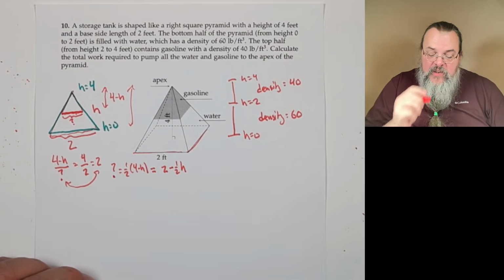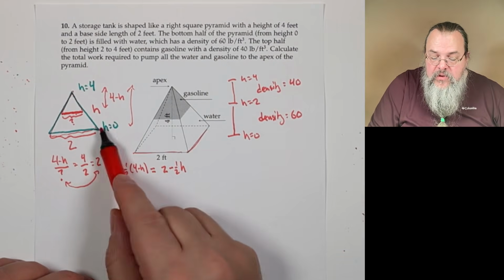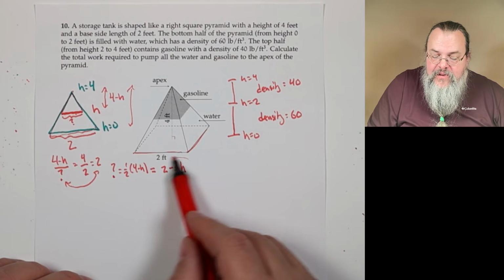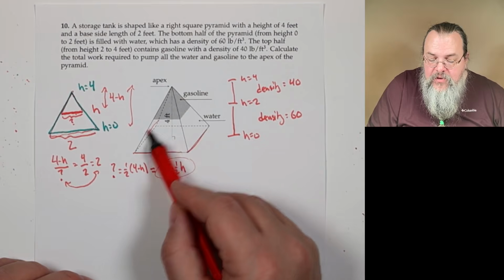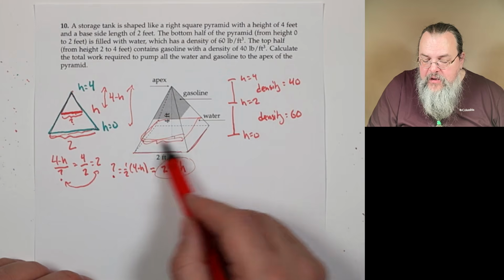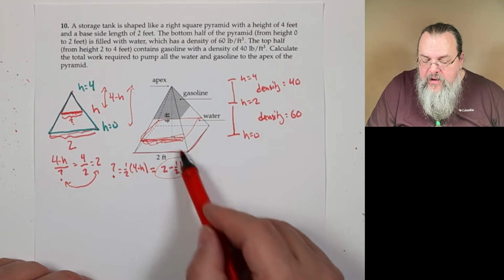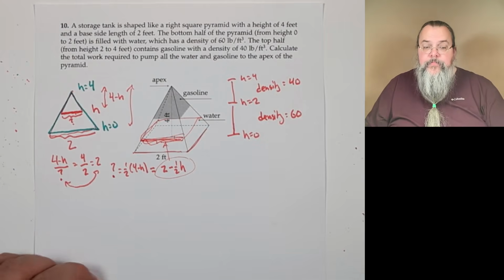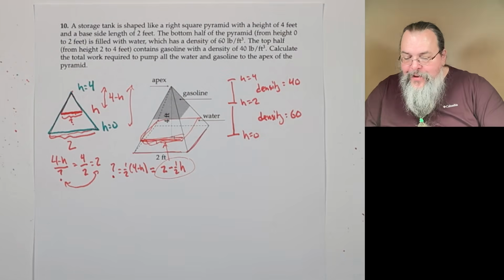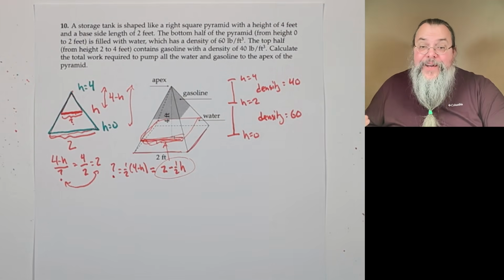And you can check to see whether it's reasonable. At h equals 0, we get 2. At h equals 4, we get 0. So that's the side length, how far across it is at height h. That's the answer. Now that's going to be important, because let's talk about our generic formula.